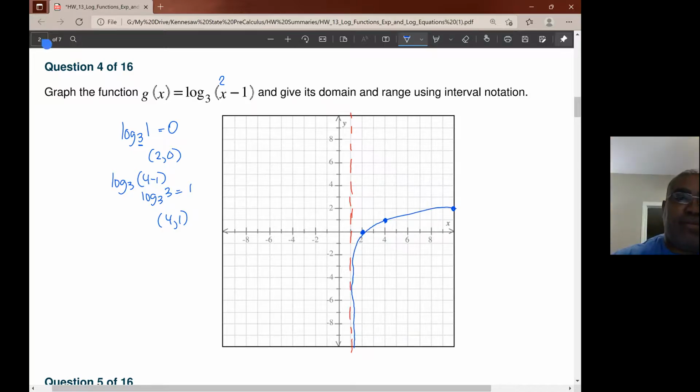Something like that, roughly. Okay, my domain is 1 to infinity. My range is negative infinity to positive infinity, all real numbers. There aren't any range restrictions. It just all goes. Okay, so let's continue.